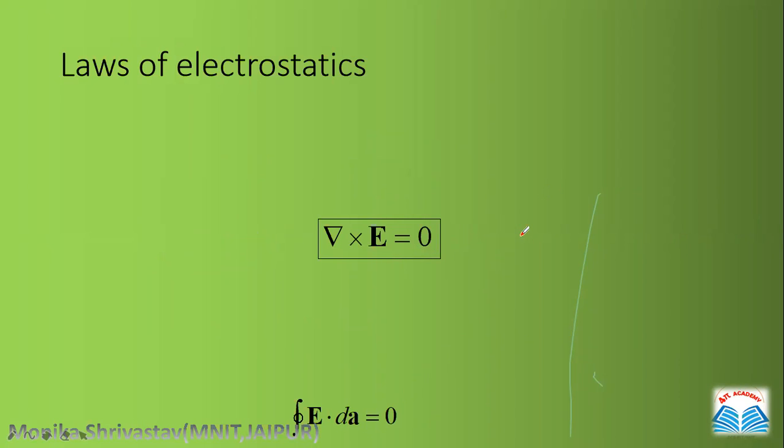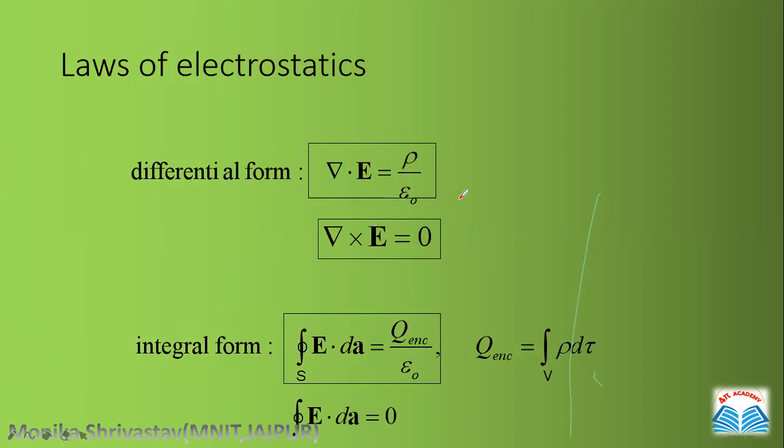Okay, del cross E equals 0, we know, and that is why the closed integral of E dot dA is also equal to 0. And this is the differential form of Gauss law. So this rule will also be included in the laws of electrostatics, and this is the integral form of Gauss law. So basically, these are the laws of electrostatics. These four are the laws of electrostatics.